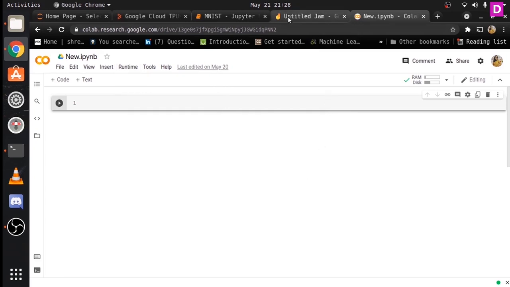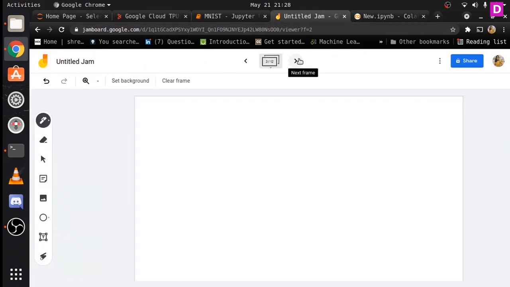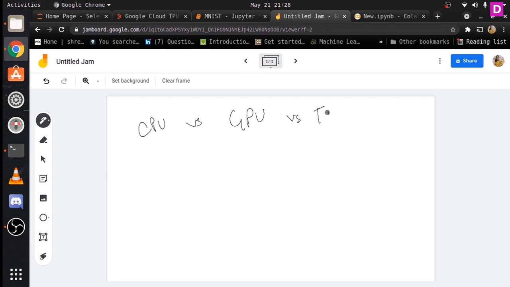Okay, so let us understand the differences between CPU versus GPU, and there is this very new thing called TPU. CPU is central processing unit, obviously. GPU is graphics processing unit, and TPU is tensor processing unit. CPU is mostly in your built-in laptops and computers and personal use things.